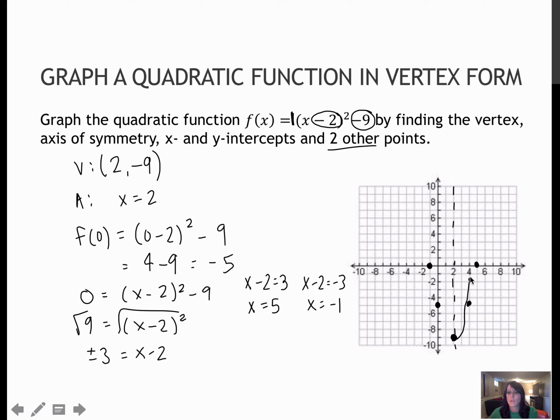So I'm just going to, wow, try to connect the dots better than that, hopefully for you. And that's the general shape of my vertex. So if I wanted to be more exact, I could find more points, but 5 is sort of the minimum there.